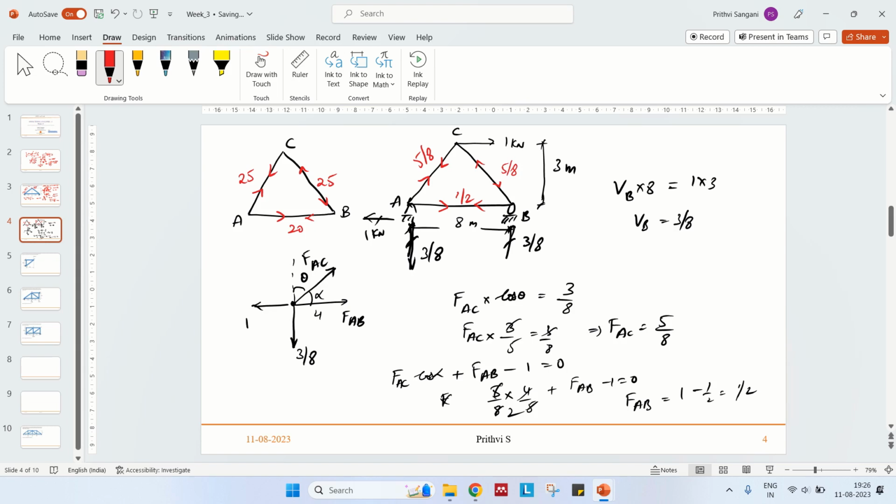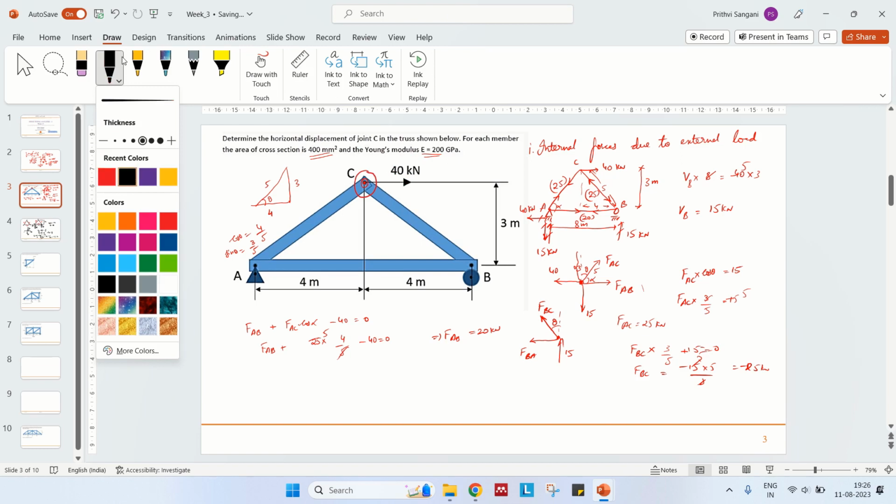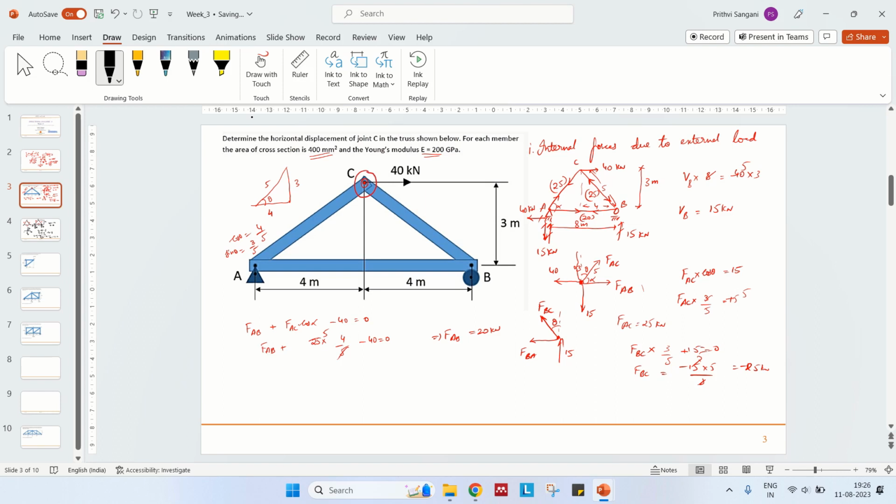I'll just tell you a trick in this. If you see the question, what is asked? The horizontal displacement of joint C is asked here. The external load is already given as 40 kilonewtons, and the external load is acting in the direction of the displacement we need to find. There are no external forces acting at any other points.